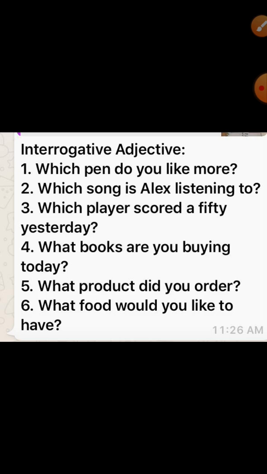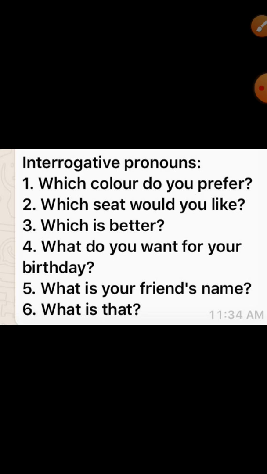Okay, so just after the interrogative adjective, in a WH question, we put the subject we are talking about. Next, interrogative pronoun: which color do you prefer? Which seat would you like? Which is better? What do you want for your birthday? Then what is your friend's name and what is that? When we talk about things in a different way, it is called an interrogative pronoun.